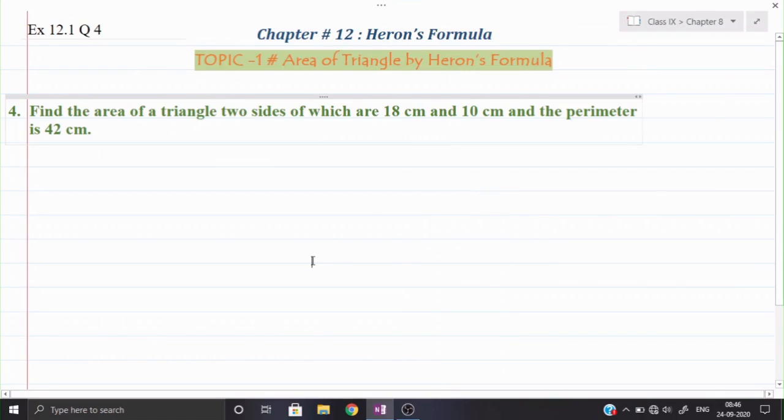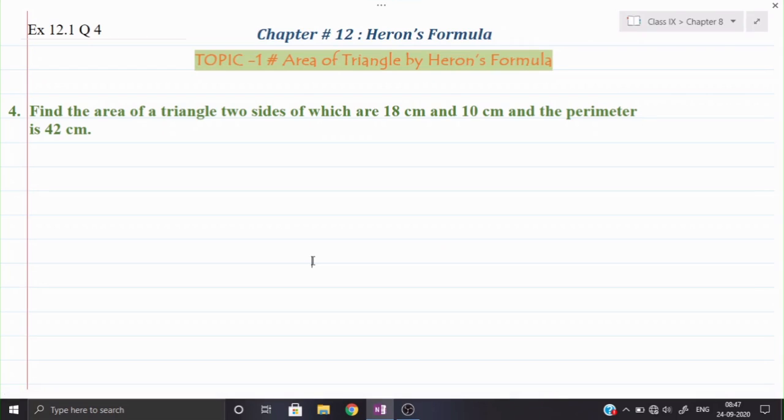So question number 4. See, in the 4th question, we are given: find the area of a triangle, two sides of which are 18 and 10 centimeter and the perimeter is 42 centimeter. So three things are given. Two sides are given, the third side is not given, and we have been given the value of the perimeter of the triangle. Perimeter of the triangle means the sum of all sides. So remember, perimeter here means the sum of all sides of the triangle.